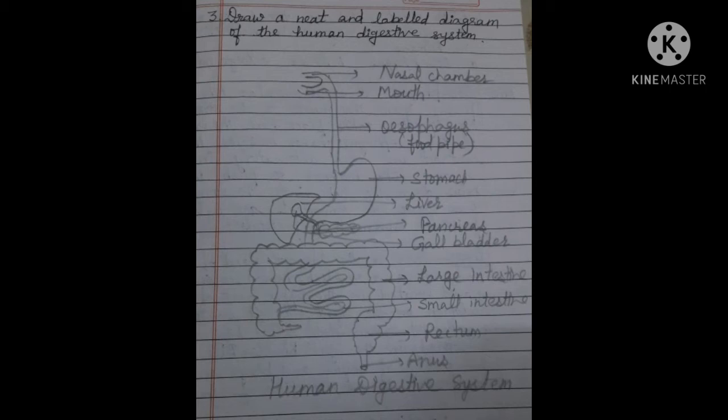So this is the diagram of the human digestive system. Here the organs are buccal cavity, esophagus, stomach, large intestine and small intestine, rectum, anus. And the glands are liver and pancreas.